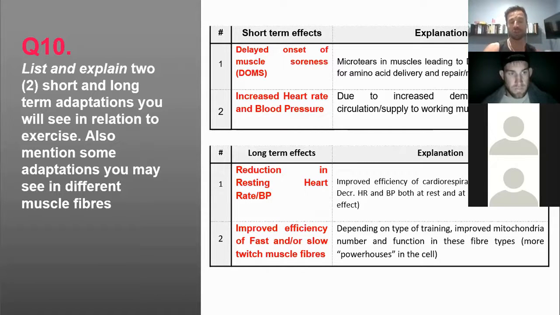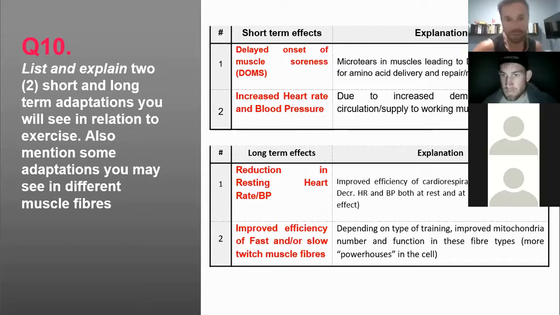Okay, so short-term heart rate, blood pressure goes up. Long-term heart rate, blood pressure comes down. The improved efficiency of our cardiorespiratory system leads to decreased heart rate and blood pressure, both at rest and at intensity. That's the training effect, right? If I get you to row a kilometer in 3.5 minutes or 3 minutes 15 or something, and you're untrained, your heart rate might be 200 at the end. But if you're trained, your heart rate might be only 160 or 170. That's the improvement in the efficiency.